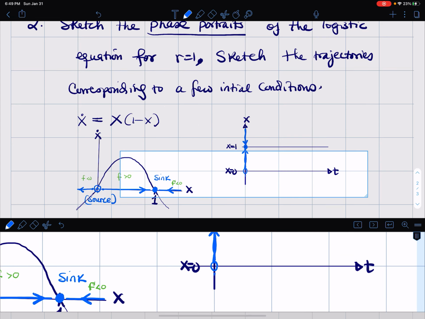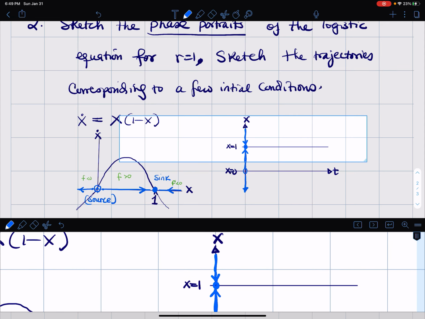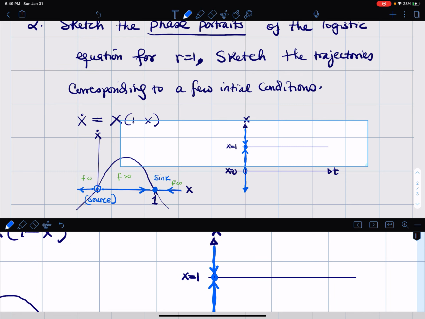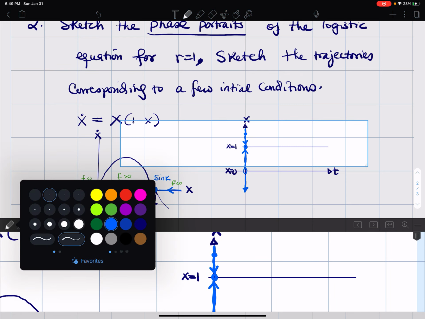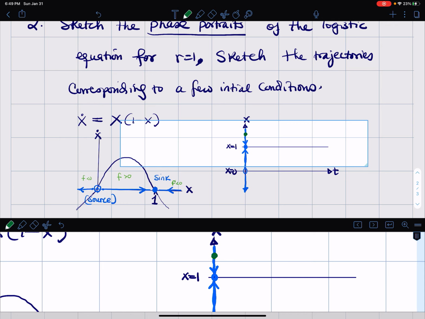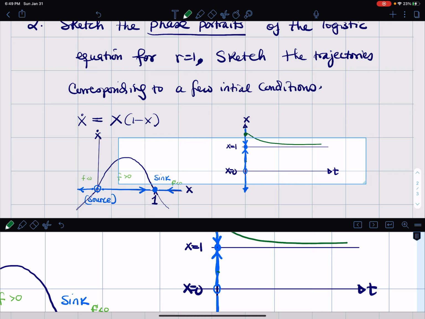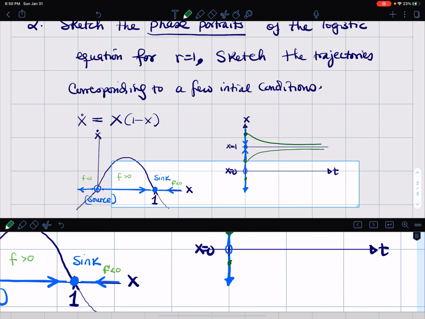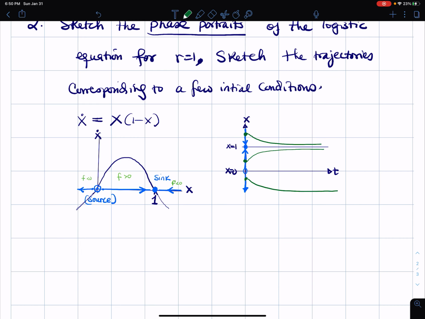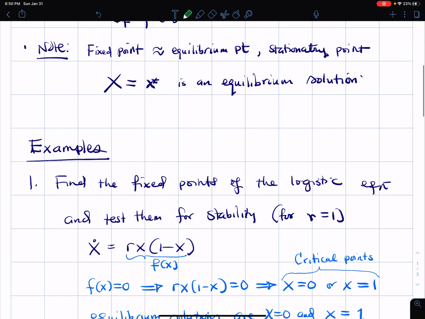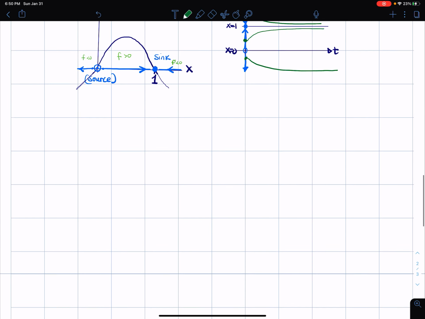In this case, every trajectory is moving away from me because it's a source. So if you have an initial condition when t is 0, if you start, say, at this point over here, it's going to converge towards x is equal to 1. The same thing here, it's going to converge towards x is equal to 1. And if you start here, it's going to go away from x is equal to 0 and so forth. Okay. All right. So that's that problem.